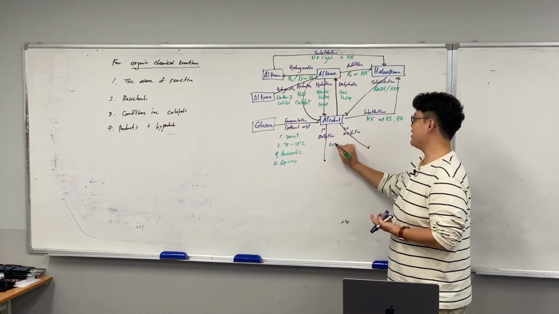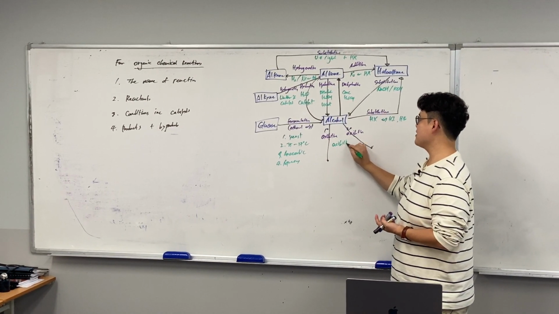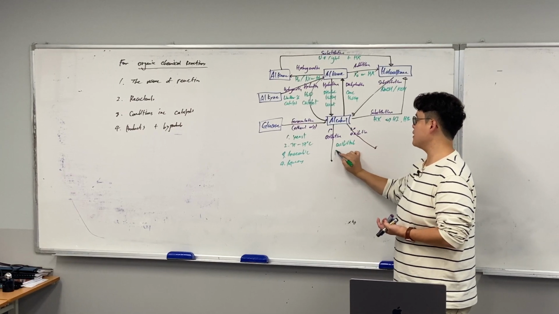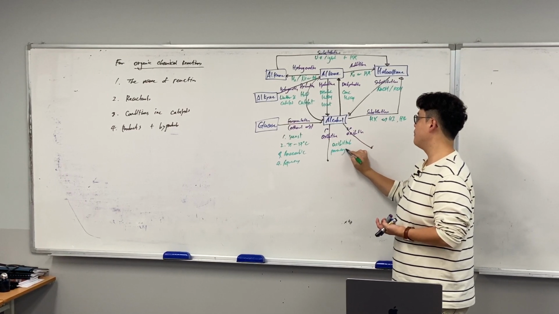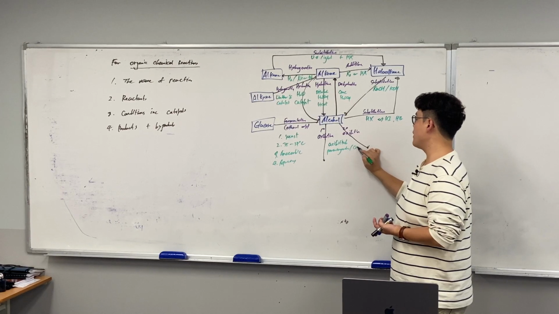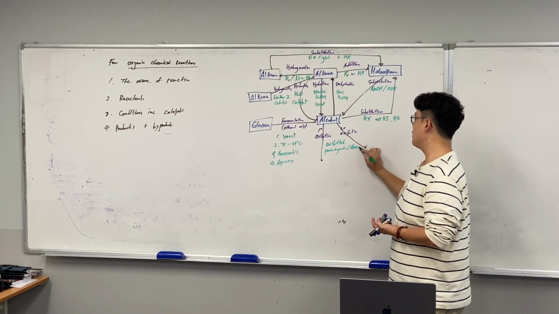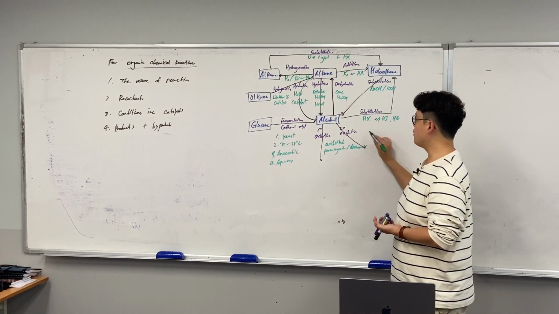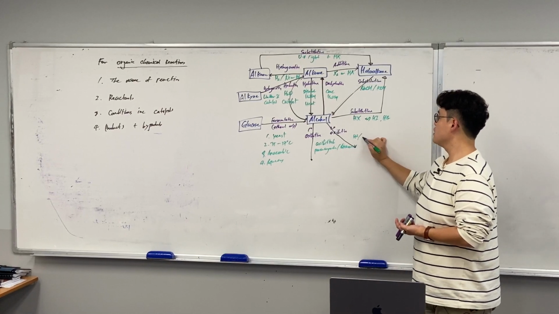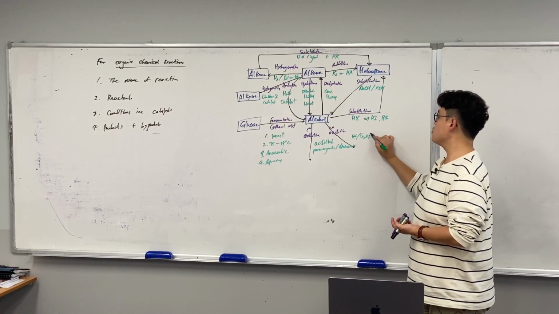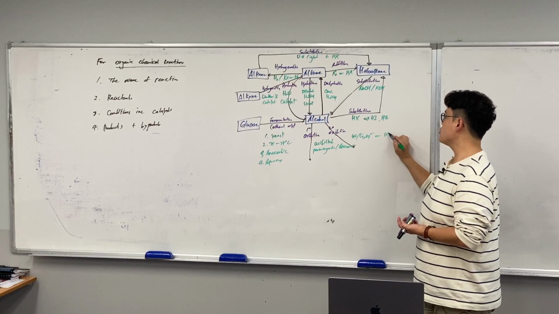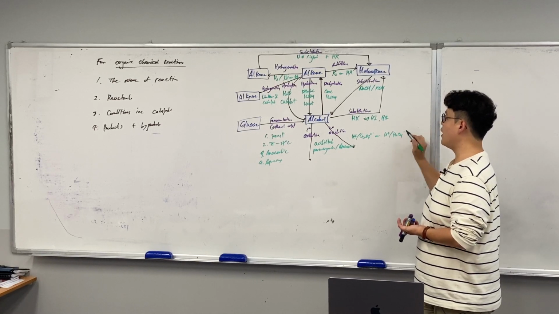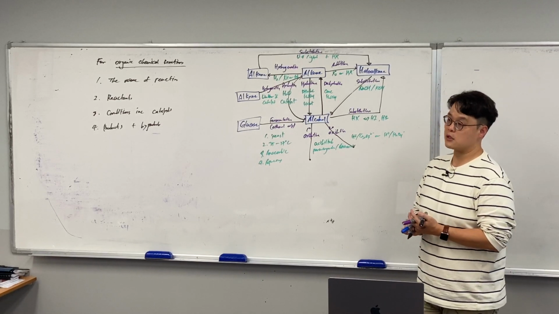We need something called acidified permanganate or the dichromate. In a form, you can write it as H plus Cr2O7 minus, or H plus MnO4 minus. This is how you can write it in the chemical reaction type.